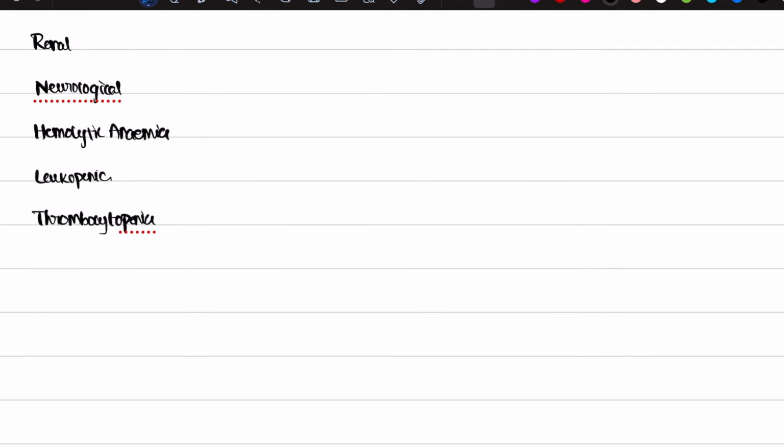I know you remember. So just remember a small detail about thrombocytopenia. So if the platelets are less than 1 lakh.